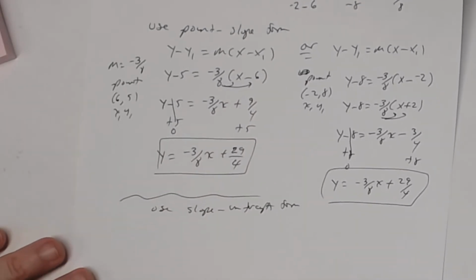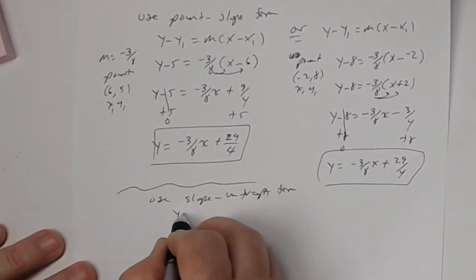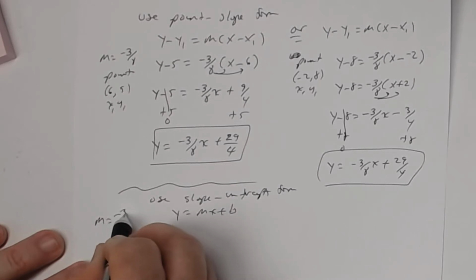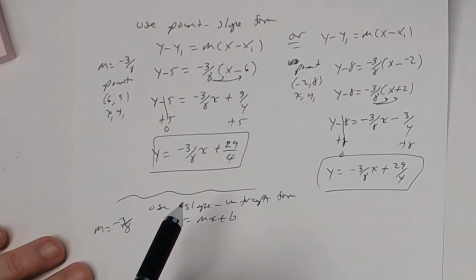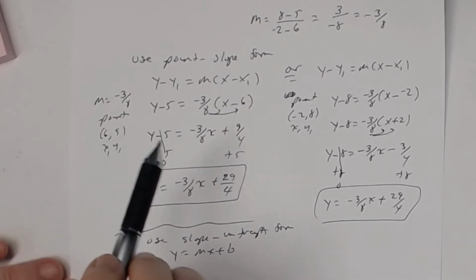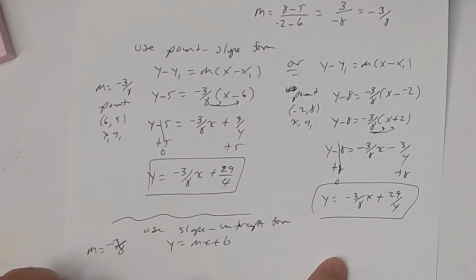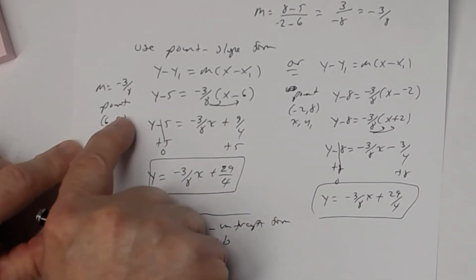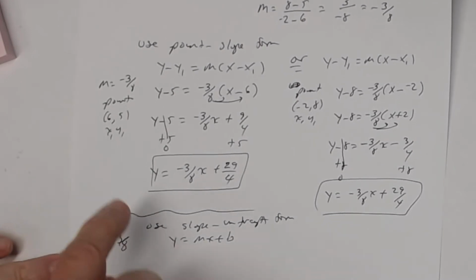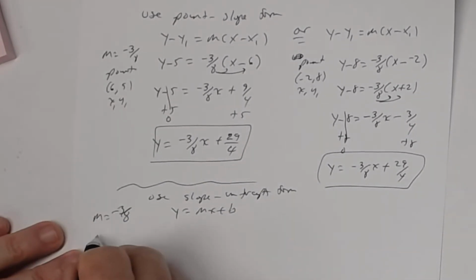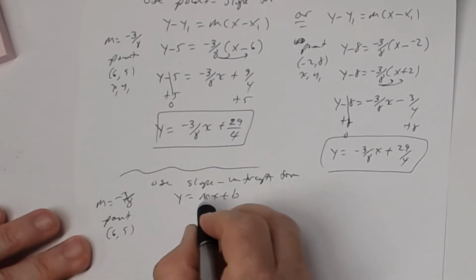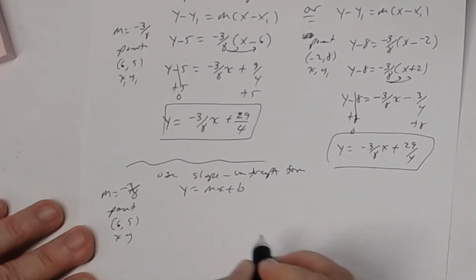And you'll see you get the same answer. So remember, slope intercept form is y equals mx plus b. So my slope, remember, is negative 3/8. And it does not matter which point you use. I'm not going to do both of them this time because of the time constraint on this video. So I'm just going to use this one because both of them are positive. So I'm going to use the point 6, 5. So this is your x, this is your y, and there's your slope.